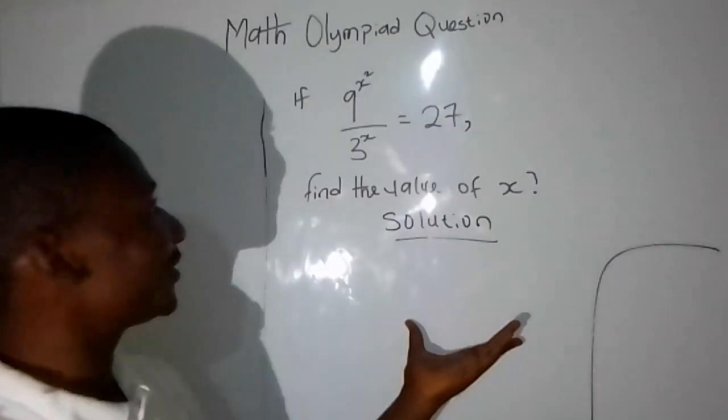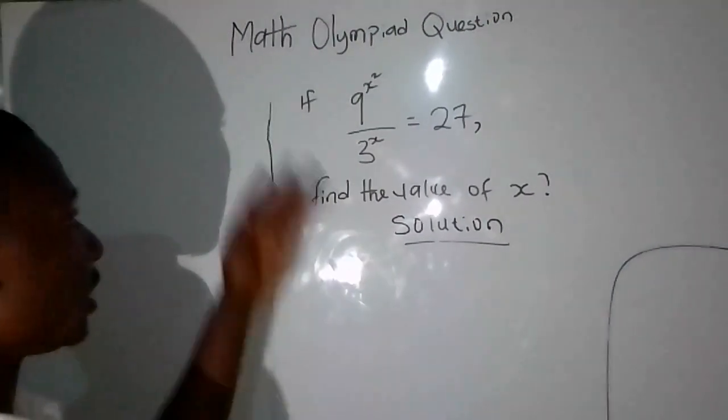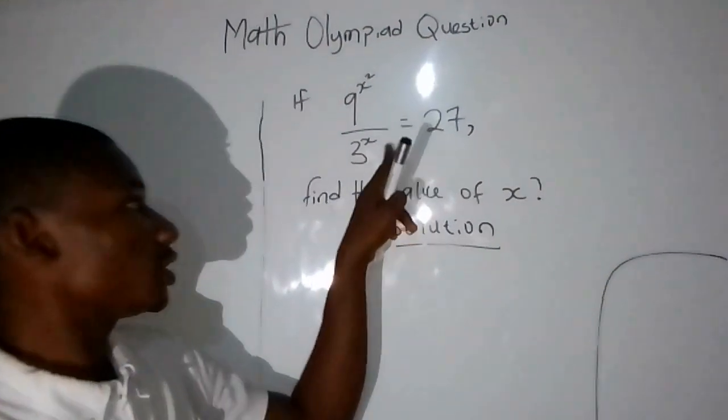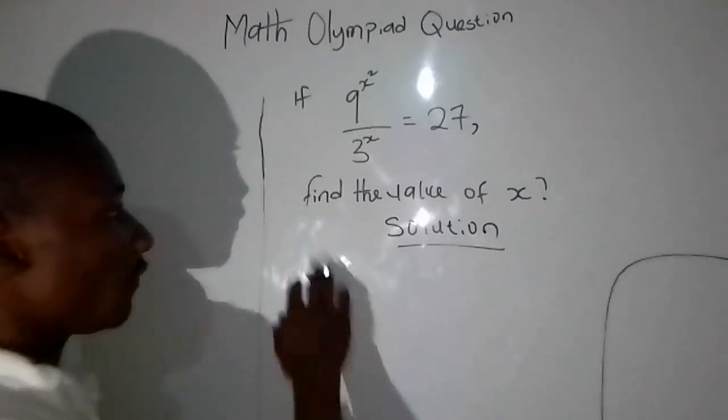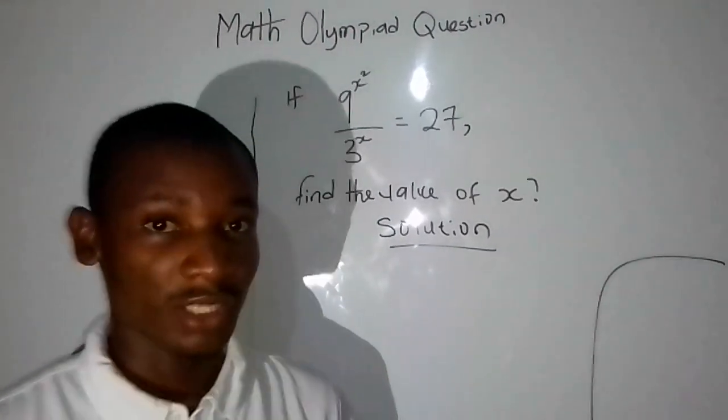Let's get to solve this question together. We are told that if 9 raised to power x squared all over 3 raised to power x equals 27, find the value of x. Now, the value of x is unknown, so we are told to find the value of what? Of x.